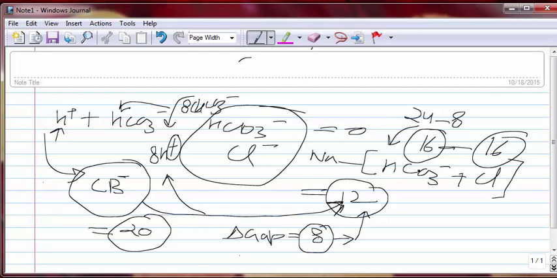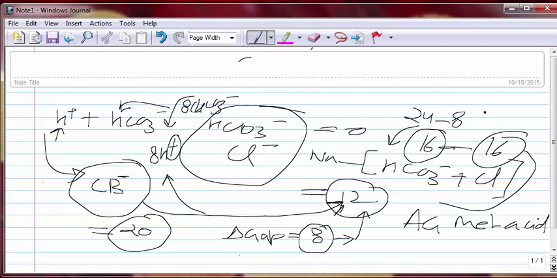As long as it is only 16, this is a case of anion gap metabolic acidosis. Bicarb is going low, so it is acidosis. It is metabolic because it involves bicarb, and it is anion gap because the anion gap has increased.